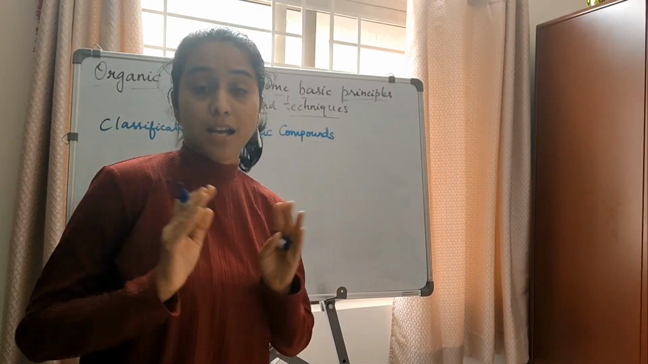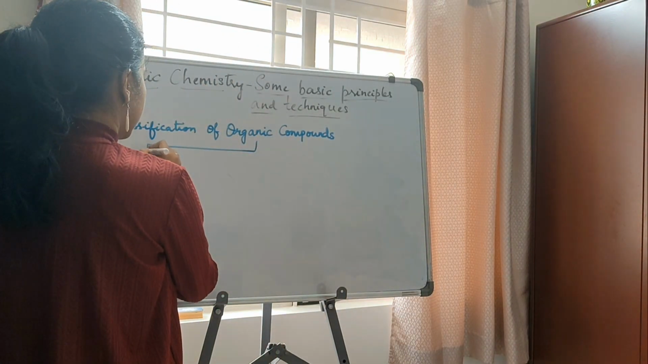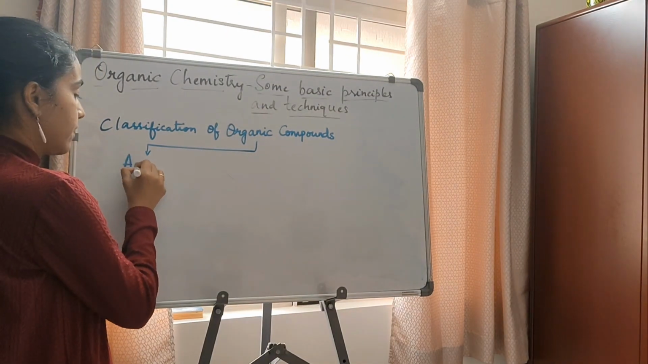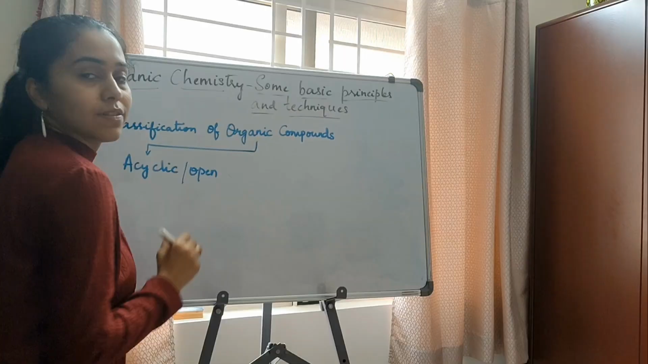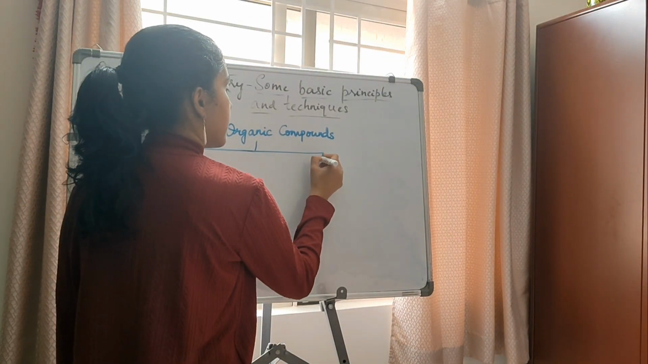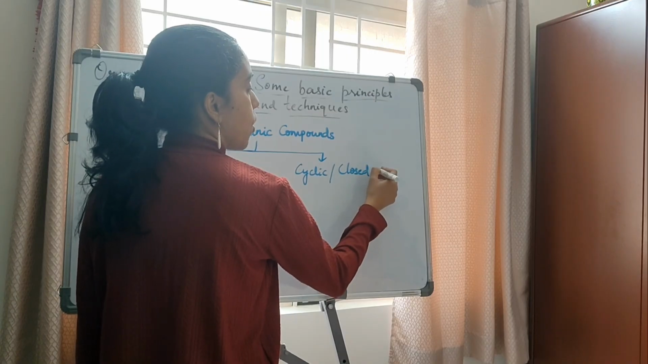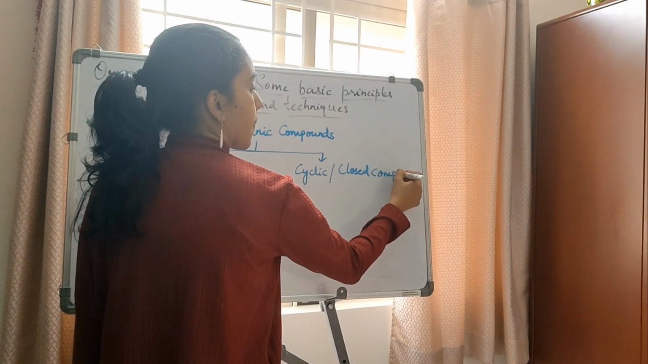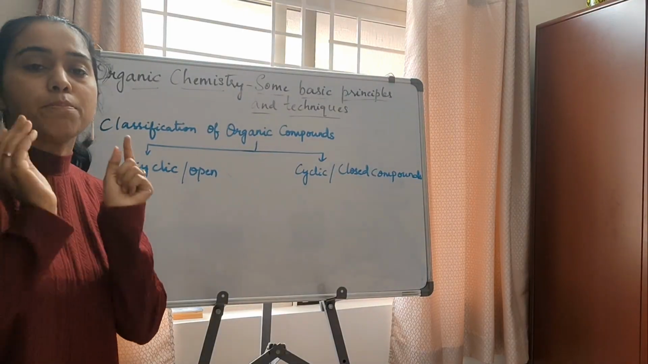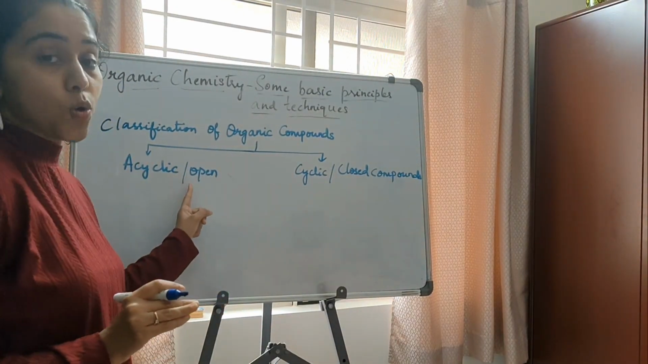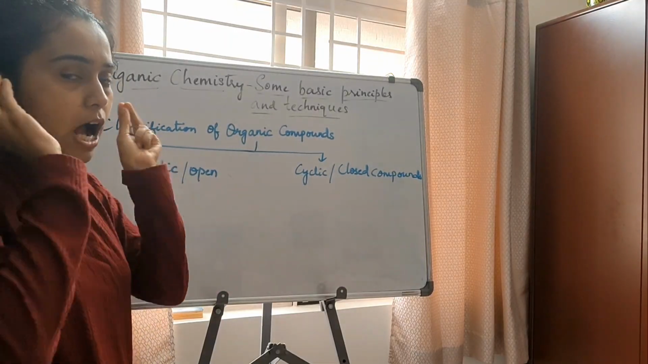Organic compounds are classified into two main types. They are acyclic compounds, also called open chain compounds. Second is cyclic or closed chain compounds. So the first two important types are acyclic or open chain compounds, and second is cyclic or closed compounds.